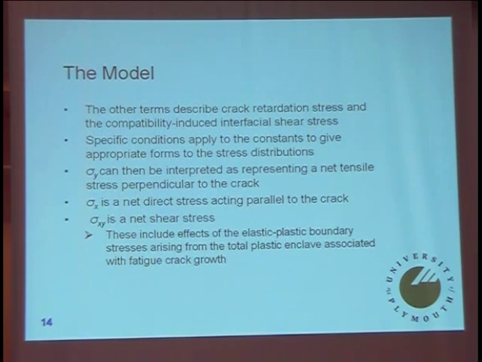compatibility-induced interfacial shear stress. And you have to have specific conditions applied at constants to give the appropriate form of the stress distributions. But you can then interpret these three stresses as a net tensile stress perpendicular to the crack, a net direct stress acting parallel to the crack, and a net shear stress. But each of these three stress components include effects of the elastic plastic boundary, and they now take into account the total plastic enclave, the crack wake, as well as the crack tip plastic zone.